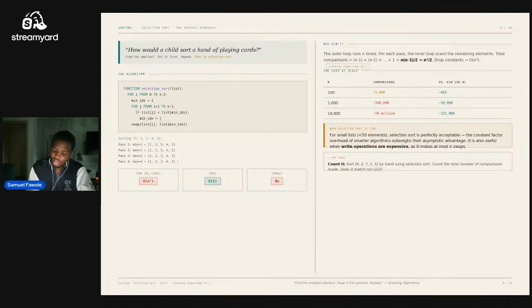We take 3 and 4, sorry, which is smaller, 3. We go 3 and 2, which is smaller, 2. Then we swap. So we have 1 2 3 4 and 5. End of it. So it only took 4 steps to be able to get that.